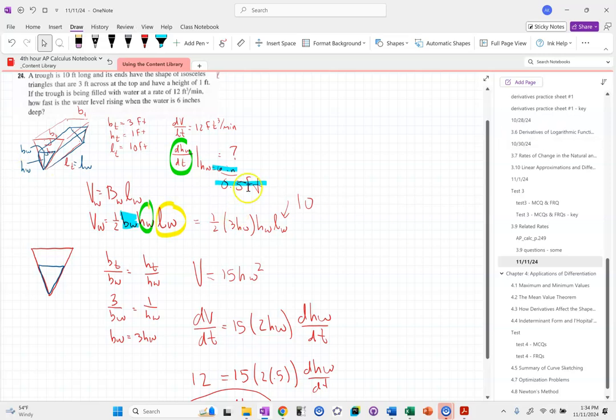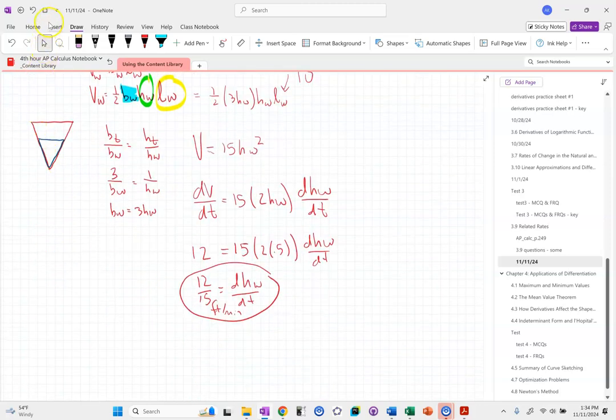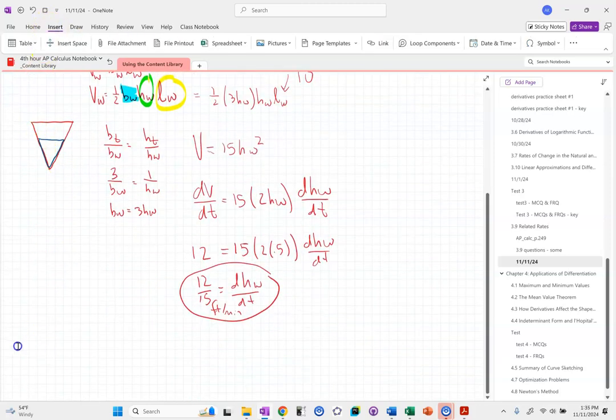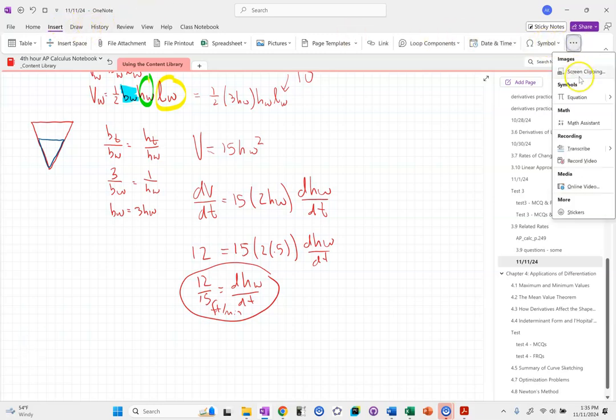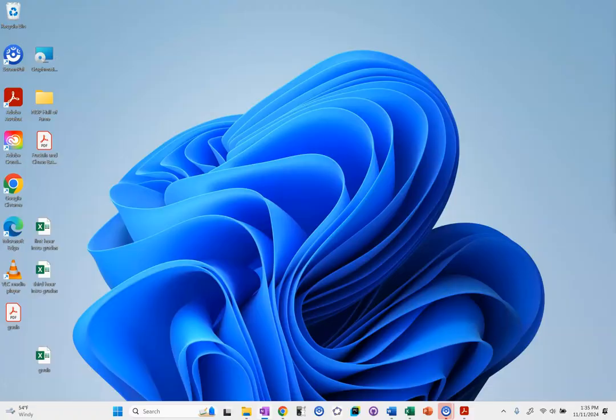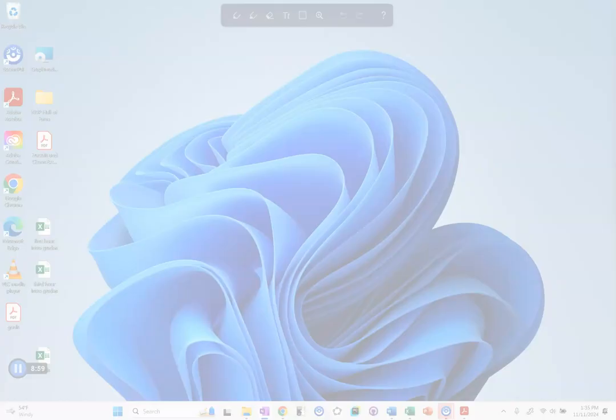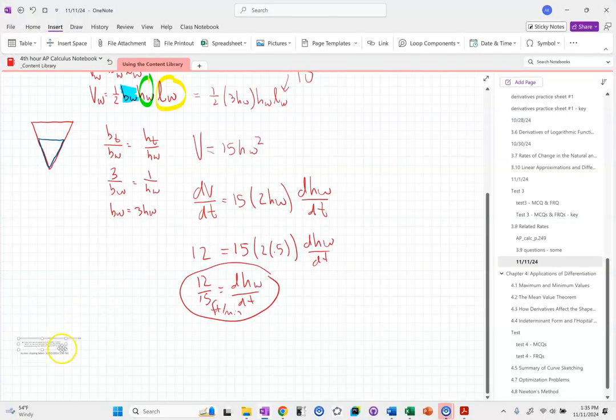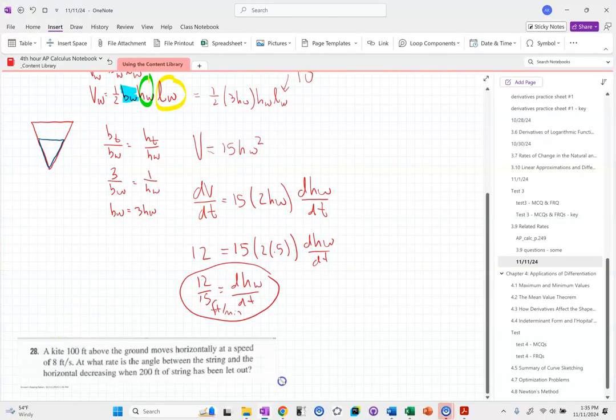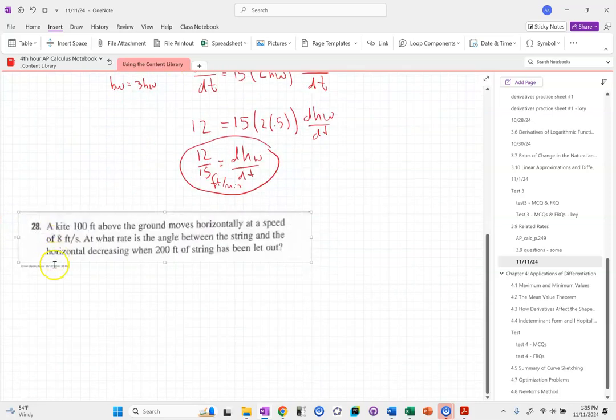Yeah, 28. That's a kite, huh? Did you guys notice if you were using the PDF that you downloaded that this page was missing? Super annoying. I put the missing page in the OneNote.